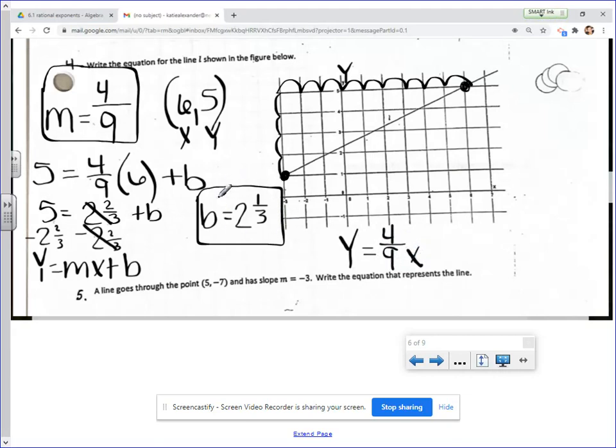And is this positive 2 1/3 or negative 2 1/3? It's positive, so we'll put a plus sign. And we'll circle it, and that's the equation for that line. It's saying it should be crossing at about 2 1/3, and that's exactly what it looks like to me.